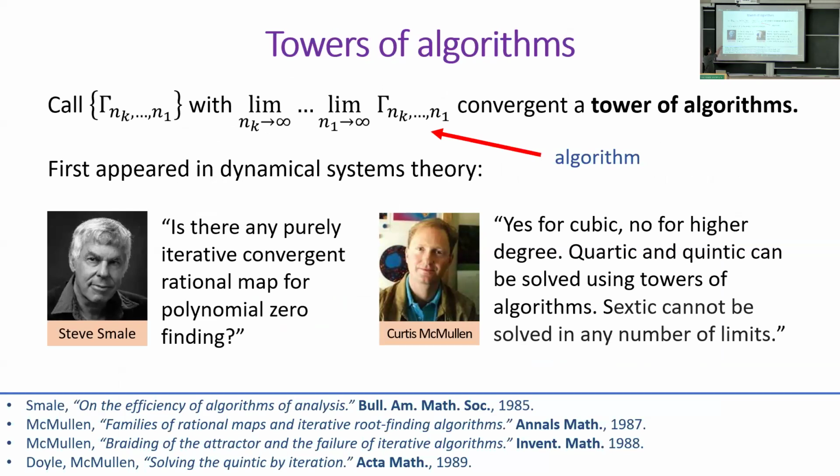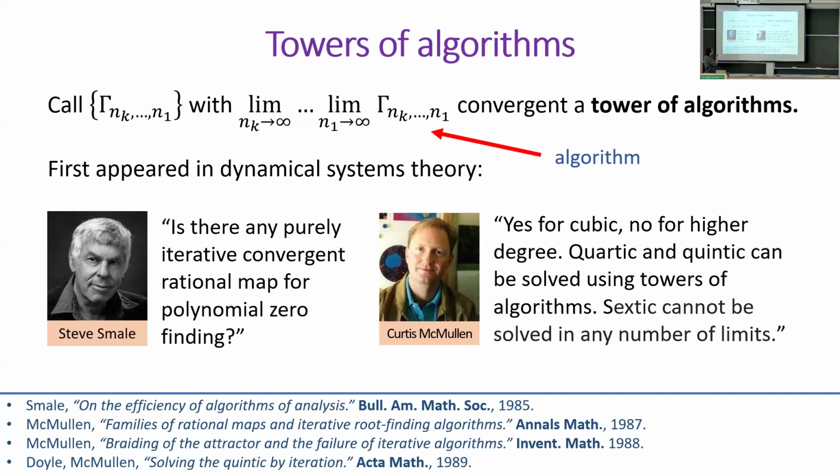So suppose you have an array of algorithms depending on k parameters, n1 to nk, so that if you take k successive limits, n1 to infinity, then n2, and so on, you converge to the answer. Then we call this array a tower of algorithms. Okay, and it actually is quite an old idea in dynamical systems theory. So we're definitely not the first to do this.